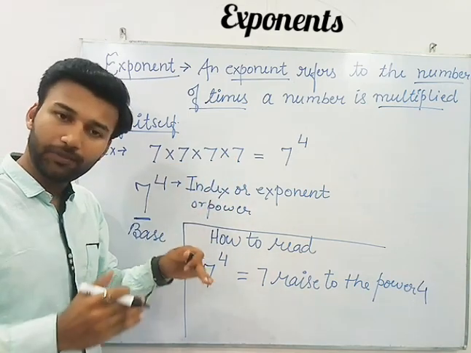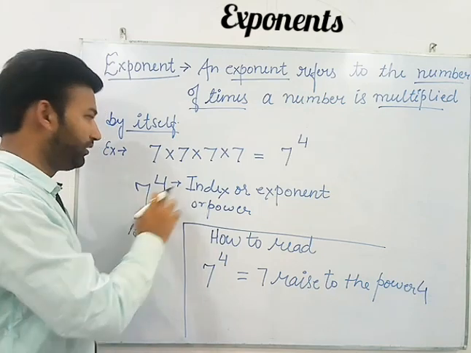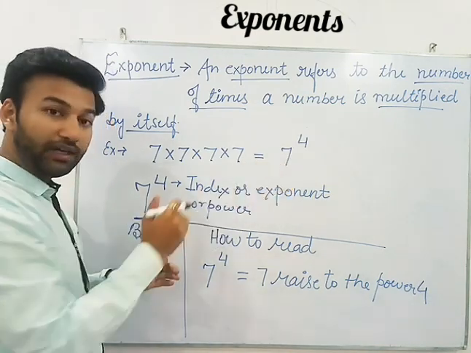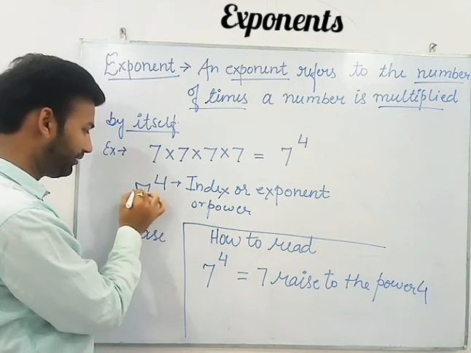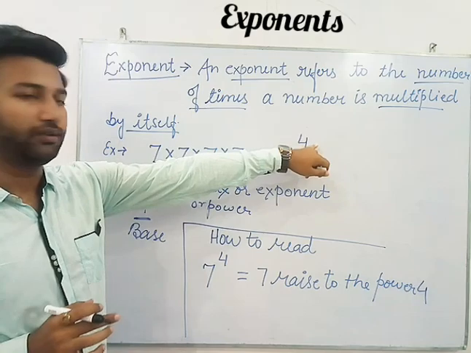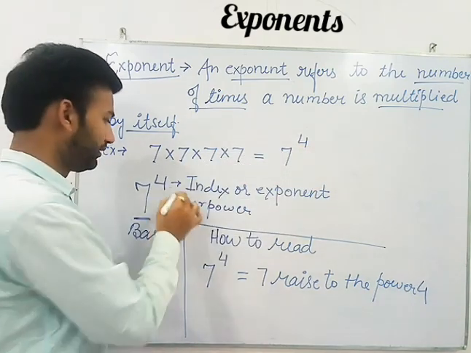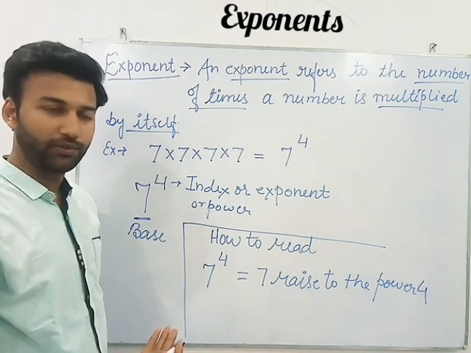If 7 is multiplied 5 times, then it is power 5. See here, 7 is multiplied by 7. So 7 is the base. This part, 7, is the base. And this is the power or exponent. This 4 is known as the index, power, or exponent.